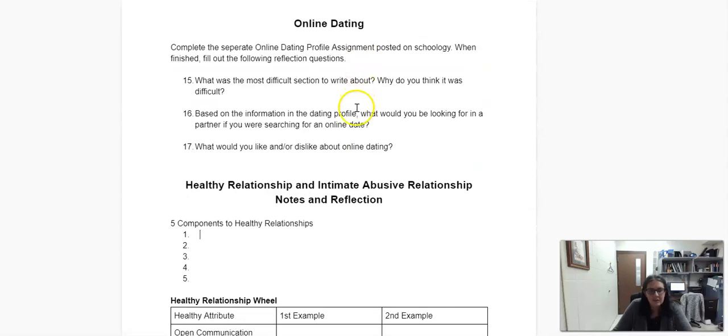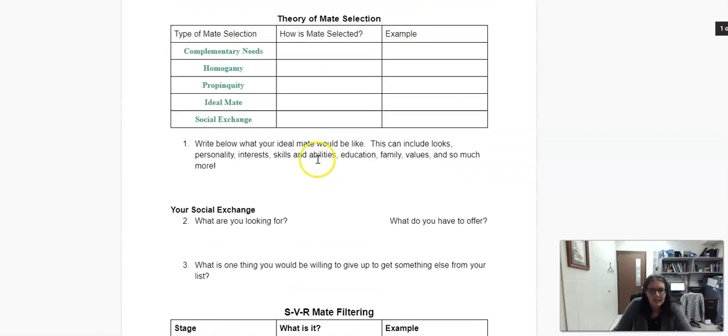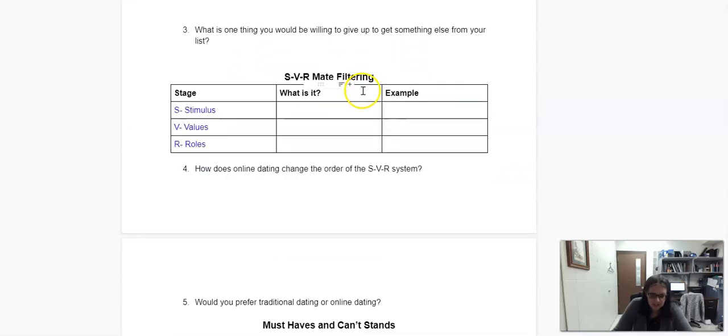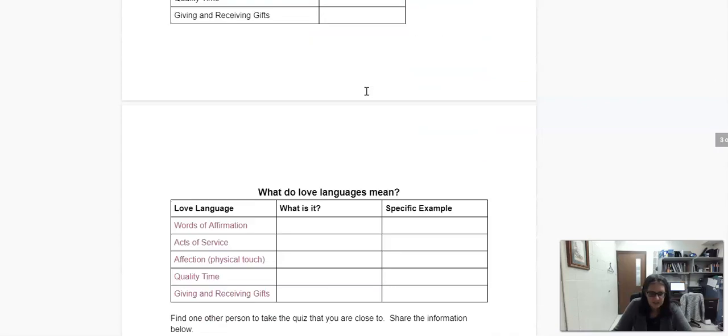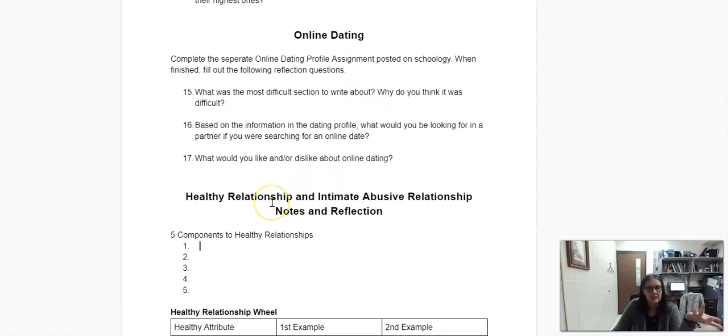Notice you have a few days to finish this up, so you don't need to try to get this all at once. So the assignment is the one that starts with dating and relationships section 3. We did the theory of mate selection, SVR, must have can't stand, and love languages, and then online dating. And now we're at the healthy relationships and intimate abusive relationships. And those are two separate notes.